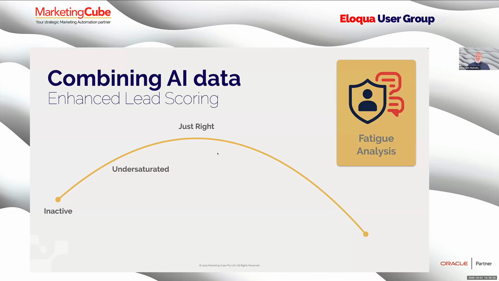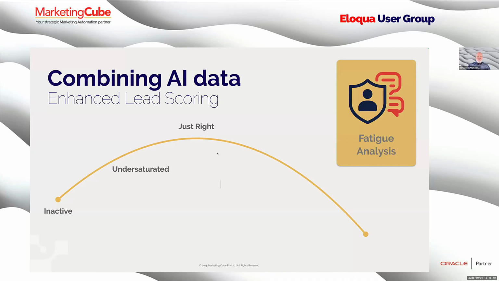Okay, so need to remember these things because when we get to the lead score model, we then need to determine, do we actually penalize or score down a contact who is inactive? Do we do the same thing with undersaturated? Do we score them down? I don't know. We need to think about that. Just right is pretty clear.